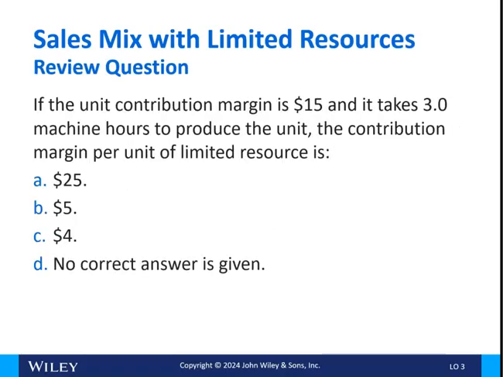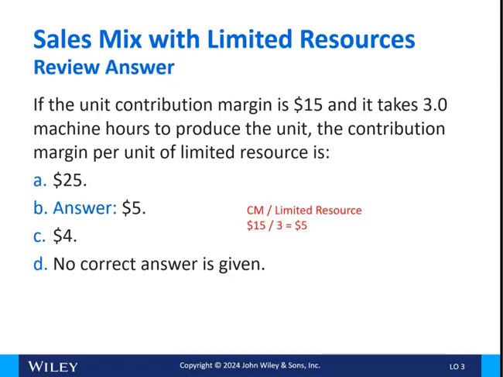So a review question. If the unit contribution margin is $15 and it takes 3 machine hours to produce the unit, the contribution margin per unit of limited resource is $25, $5, $4, or we don't have the correct answer. The answer is $5. We get that by taking the contribution margin of $15 divided by the limited resource of 3 machine hours to get $5 per machine hour as our contribution margin.